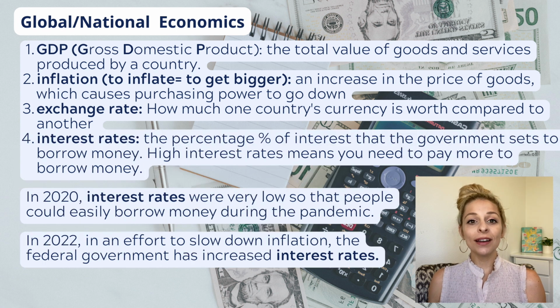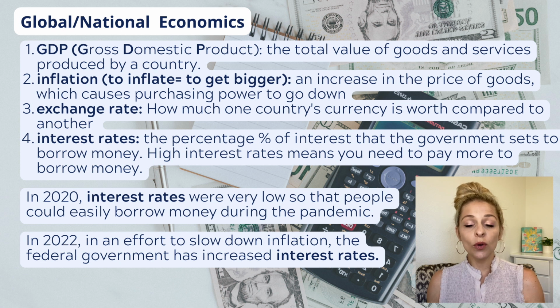And number 4, interest rates. This refers to the percentage of interest that the government sets to borrow money. High interest rates means you need to pay more to borrow money. And in a sentence, we can say, in 2020, interest rates were very low so that people could easily borrow money during the pandemic. But in 2022, in an effort to slow down inflation, the federal government has increased interest rates.